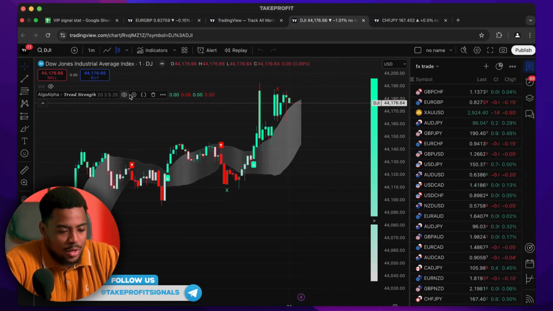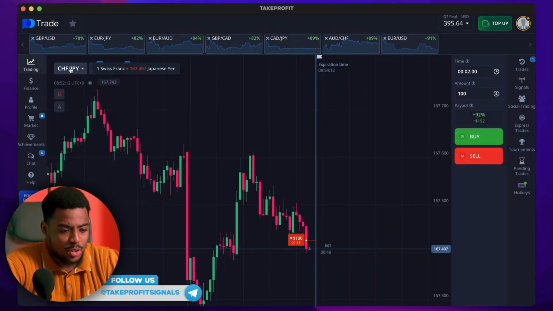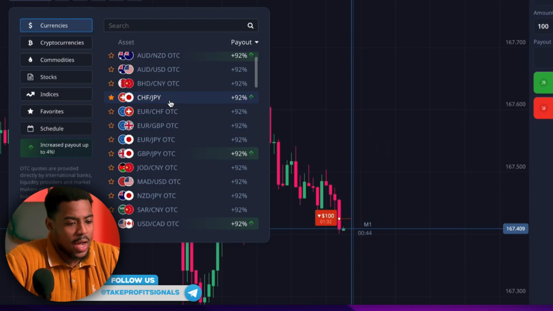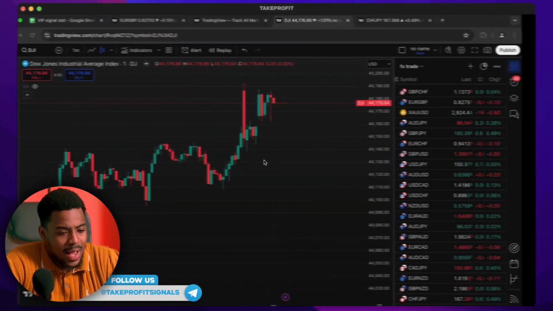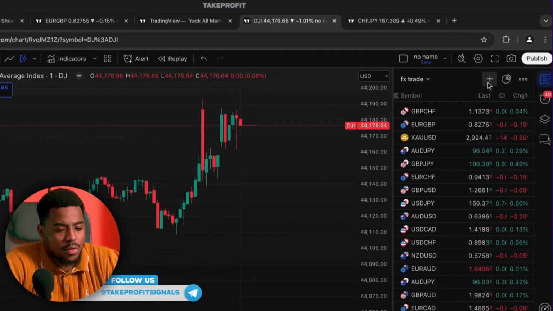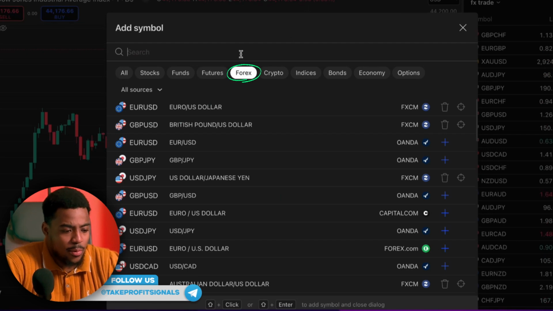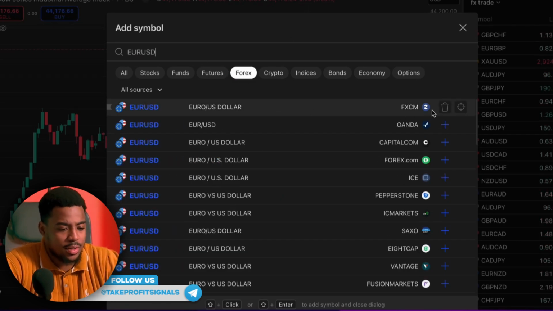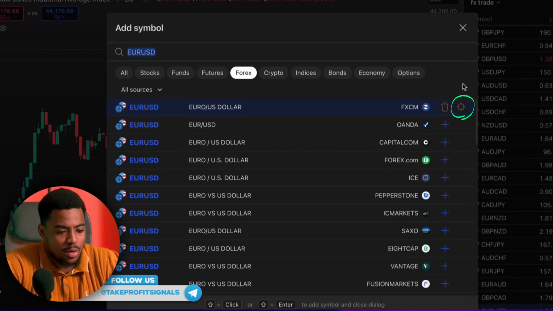add all the currency pairs that are on your platform. I mean that I trade on Pocket Option, so I add all assets without the OTC label. I mean ordinary pairs like euro dollar and so on. And the same assets I add on TradingView. For this, I click here on the plus, select Forex and write the name of your currency pair. Let's say euro dollar. And from any supplier, we can add this currency pair.